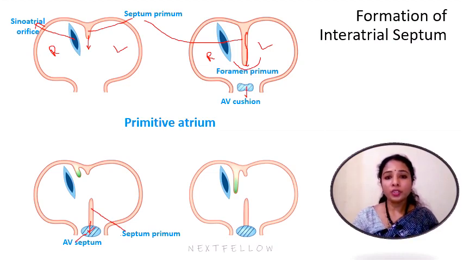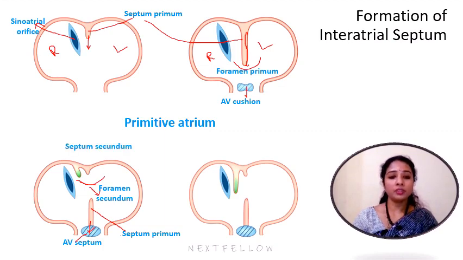So after fusing, what happens? The upper part of the septum primum breaks down. You can see it breaks down, developing a communication which is called foramen secundum. This communication is called foramen secundum, otherwise called ostium secundum as well.